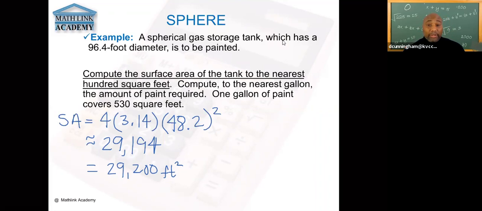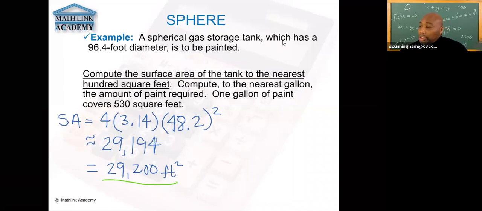So that's our answer for the first piece. Since that's my answer for the first piece, I'm just going to underline it. Now we want to compute, to the nearest gallon, the amount of paint required. Now we know 1 gallon of paint covers 530 square feet. So how much paint do we need to be able to do this?